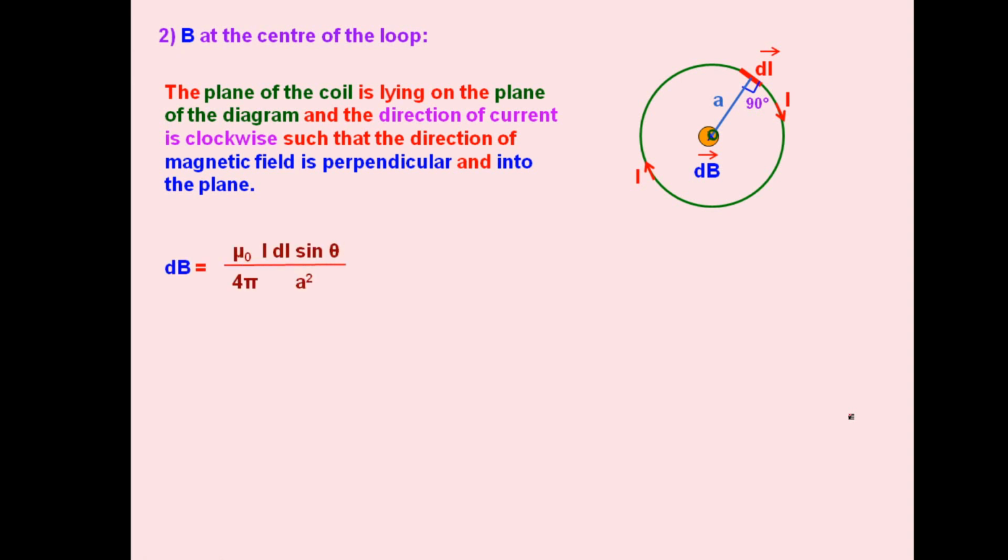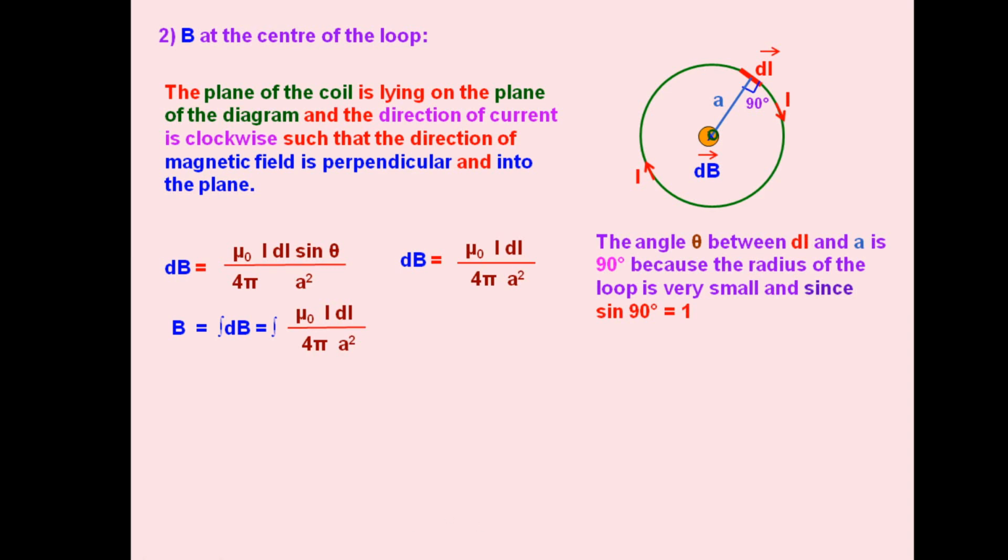This is very important. A small magnetic field at point P or at point O, mu naught upon 4 pi, I dl sin theta by r square. That means a square. Theta is 90, so sin theta is 1. So the expression is mu naught I dl by 4 pi a square.